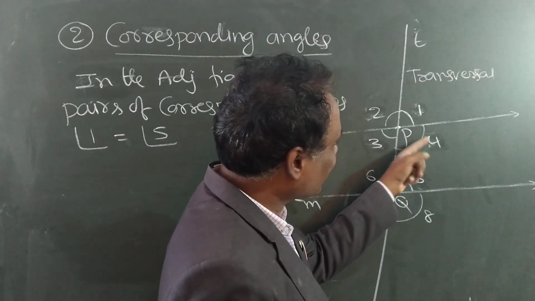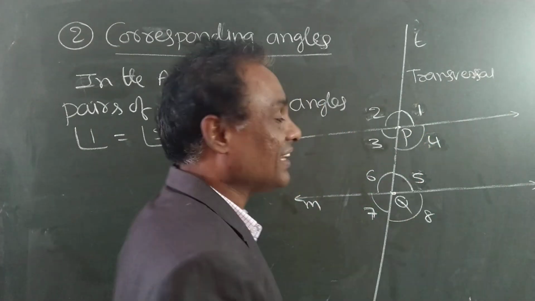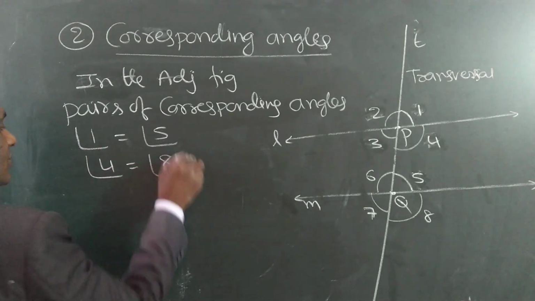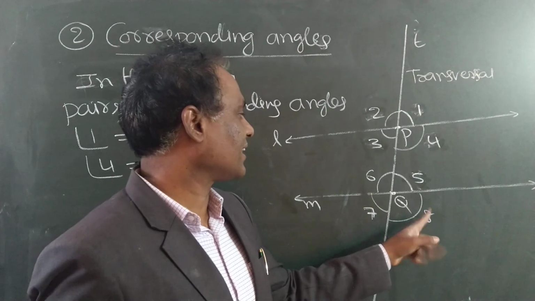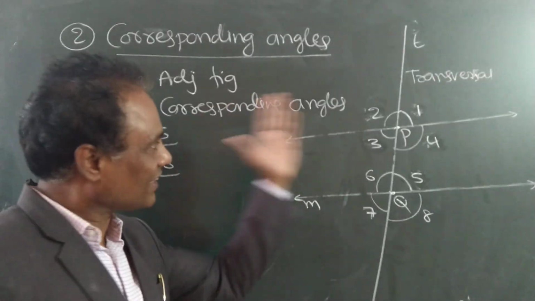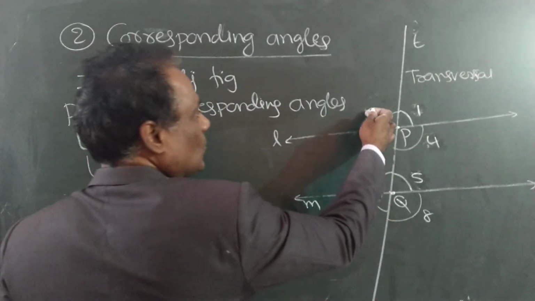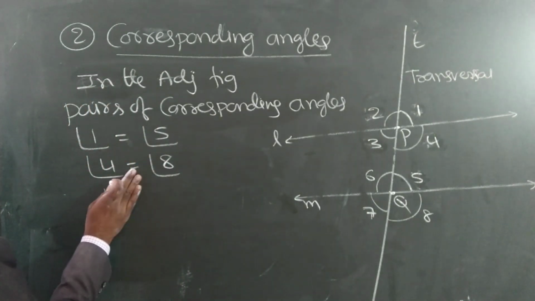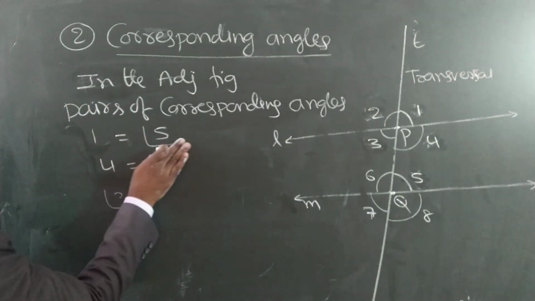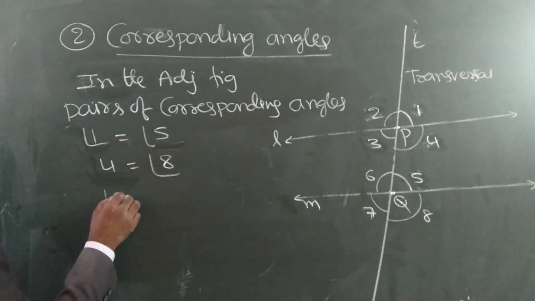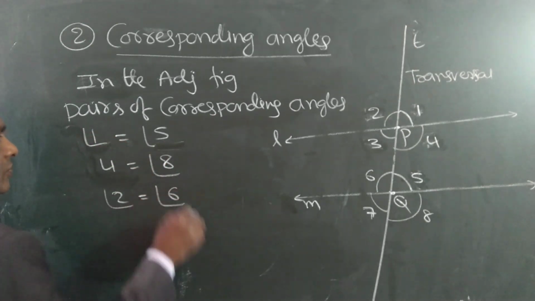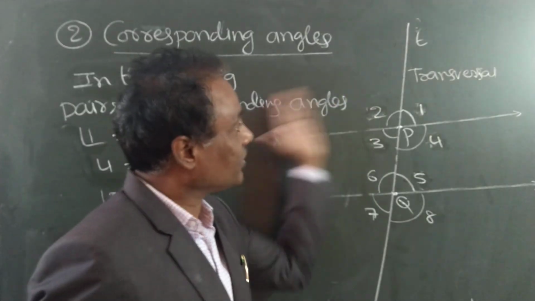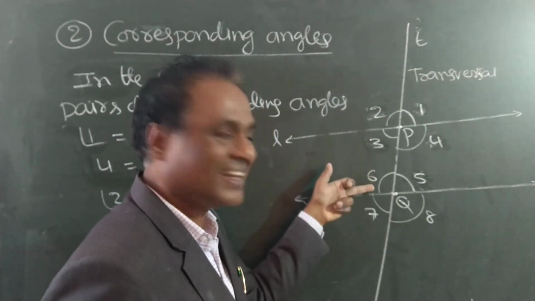Now 4 and 8 are corresponding angles. 4 is interior, 8 is exterior. So 4 and 8 are corresponding angles. Now take this side. 2 and 6 are corresponding angles because they are on the same side of the transversal, one is exterior, one is interior.